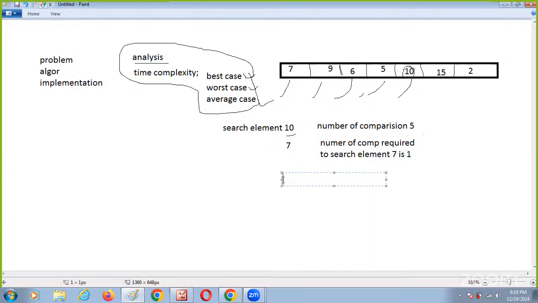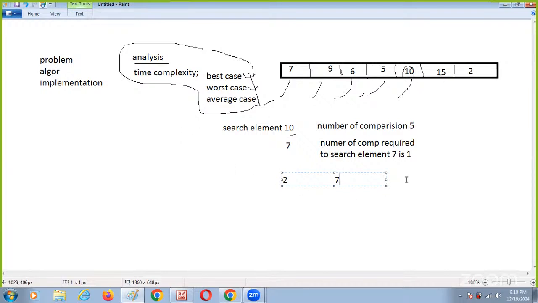Suppose I want to search for 2. How many comparisons will it take? It will take 7 comparisons. Now, in the same problem, if I want to search for 7, it takes only 1 comparison. If I want to search for 2, it takes, in general, 7 comparisons. The number of elements is n.